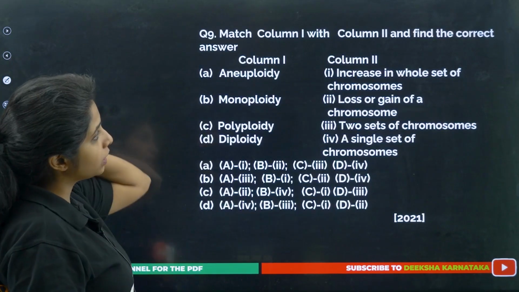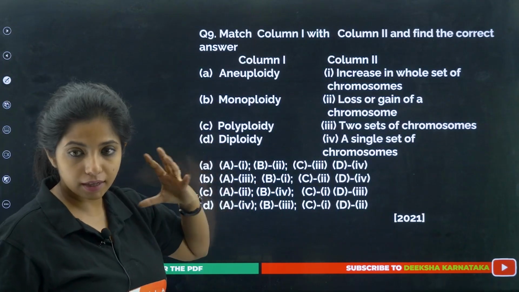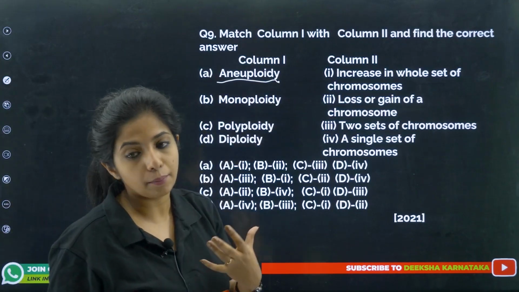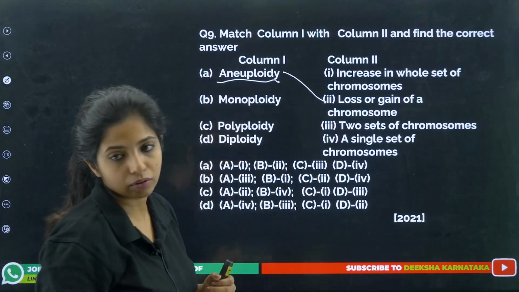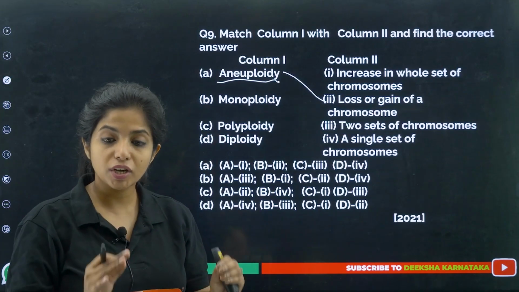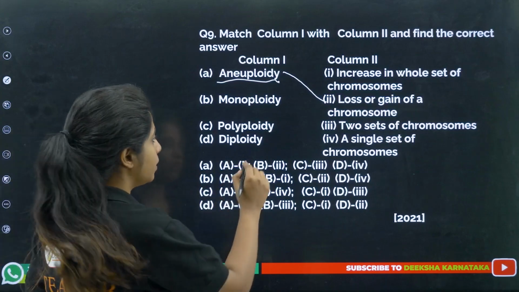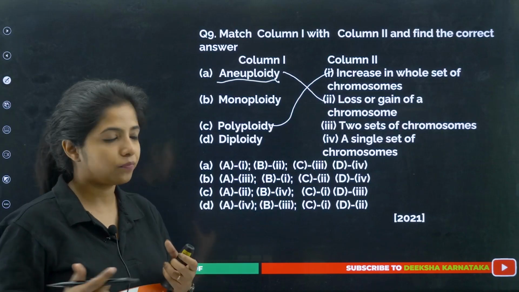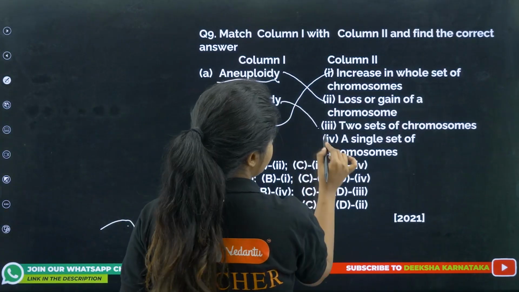Next question, match column 1 with column 2 and find the correct answer. With this you get a lot of things clear in your head. I told you aneuploidy is when you have a loss or gain in the number of chromosomes. Polyploidy means you're increasing the whole set of chromosomes, an extra whole set is coming. Monoploidy, the name also suggests mono. Mono means a single set. You're talking about a single set of chromosomes.